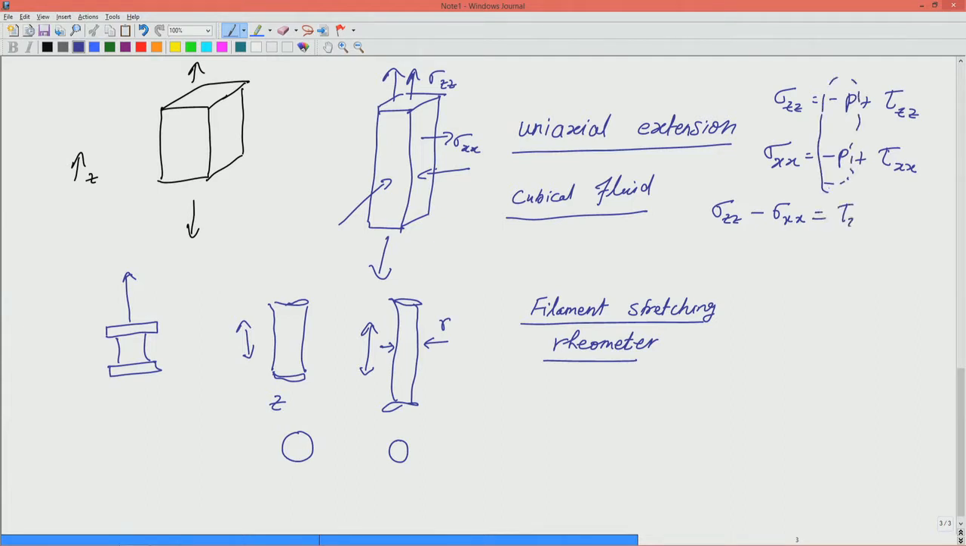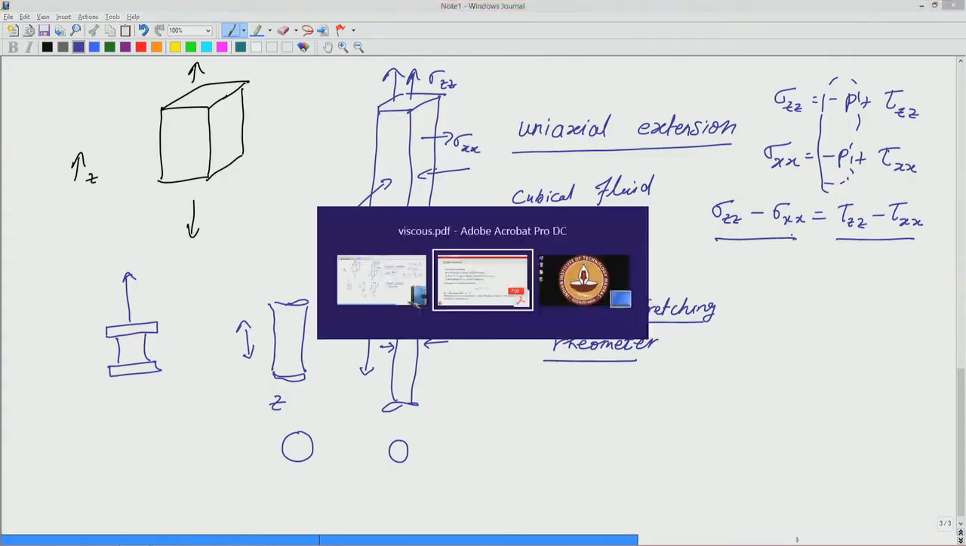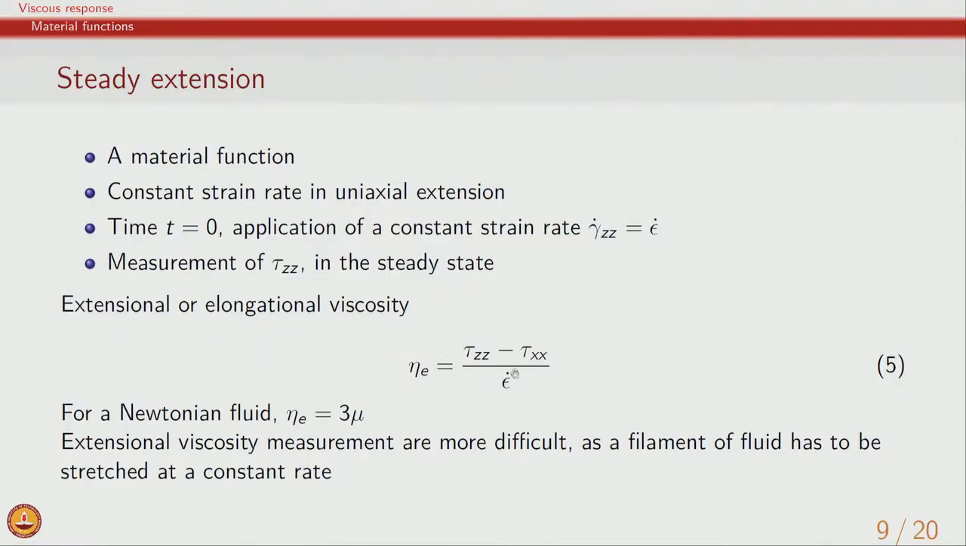So, therefore, we define the extensional viscosity in terms of a stress difference, which is what is written here.